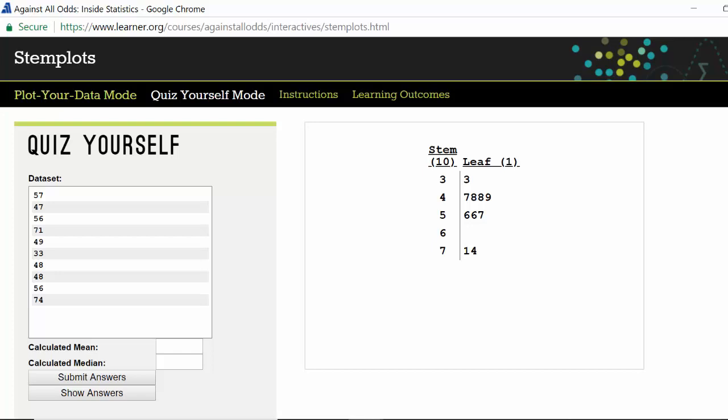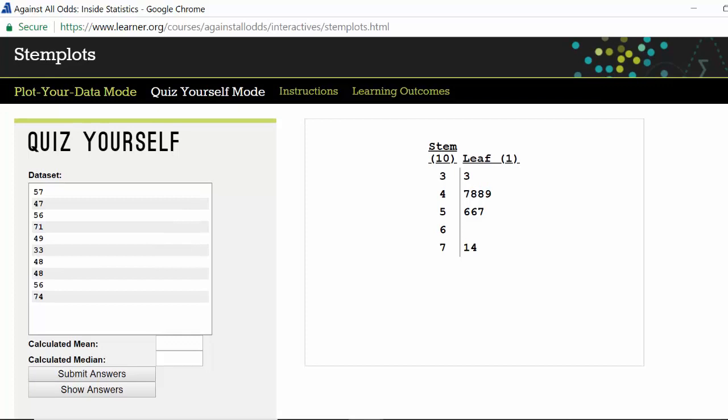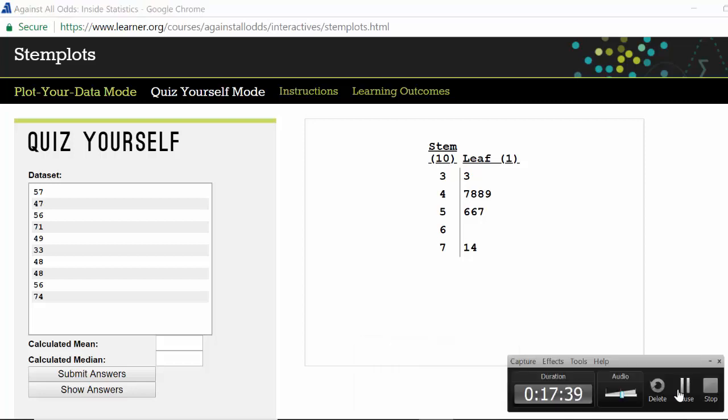And I believe what that means is when we calculate the mean, it is going to be skewed in the direction of the tail down here. The mean will be larger than the median. Let's find out.